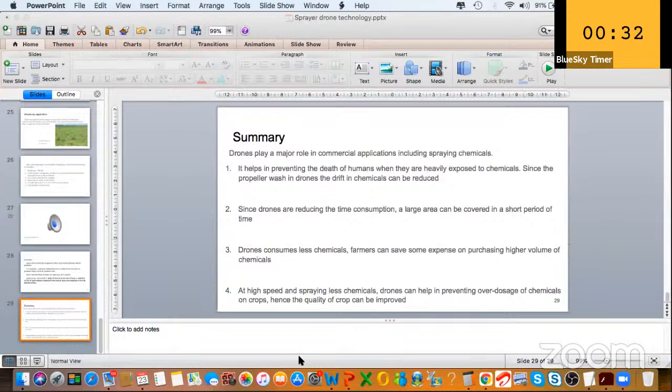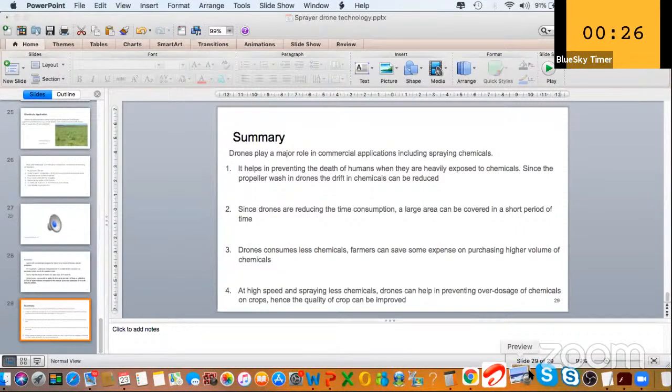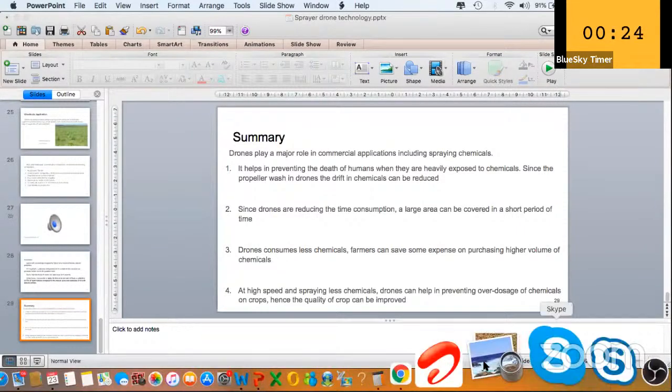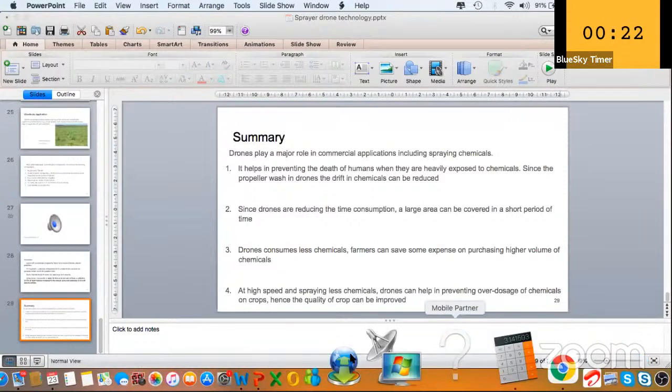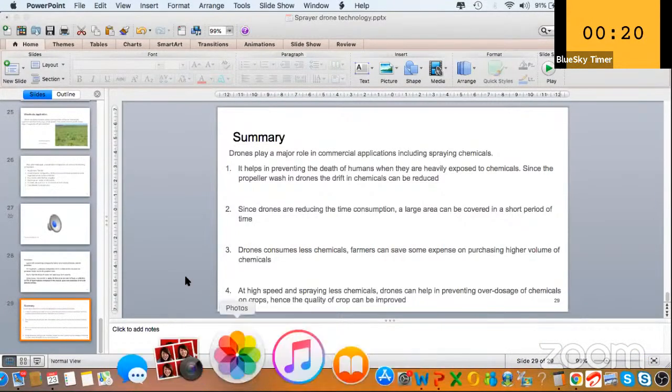There are a few questions on the chat box. One of the first questions, Dr. Satya, is while using the drones, do we make dilutions or use the pesticides in the pure form?